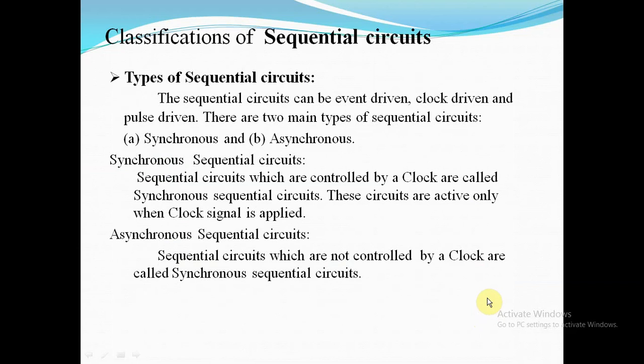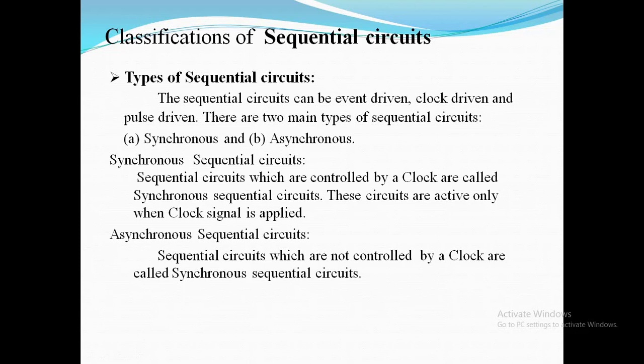Now the classification of sequential circuits. Already we learned the classification of combinational circuits. Types of sequential circuits: sequential circuits can be event driven, clock driven, as well as pulse driven. Here also there are two types of sequential circuits, that is synchronous and asynchronous.